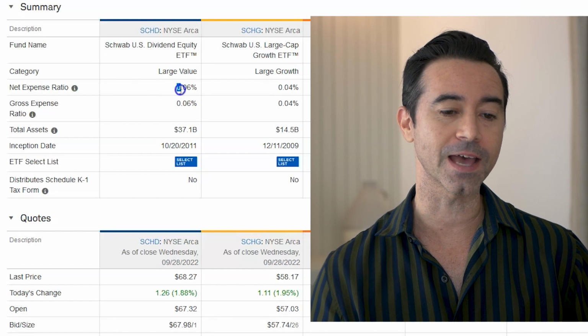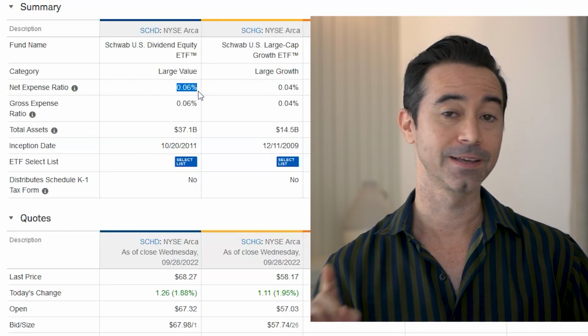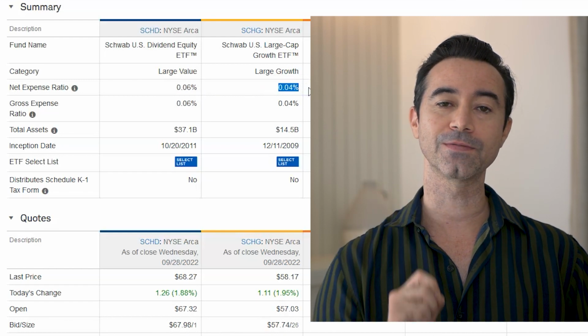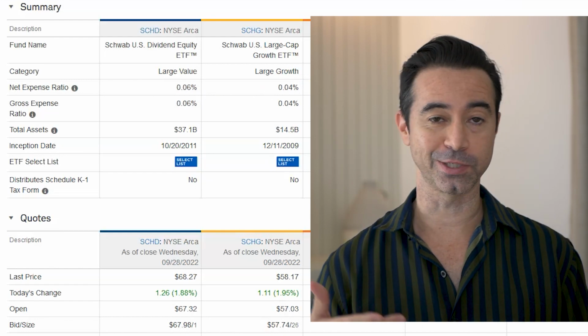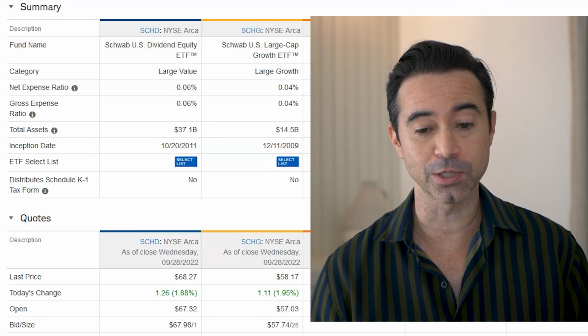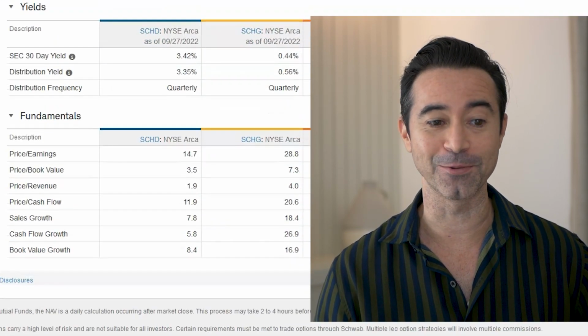So we're going to start in the place that I know everyone always wants to start, and that is, what is the net expense ratio? So the net expense ratio on the left side here of SCHD is 0.06%. The net expense ratio of SCHG is 0.04%. This is very interesting. I have no idea why SCHD is more than SCHG. I would have thought they would be the same expense ratio, but apparently they're not. So you learn something every single day when you do this stuff.